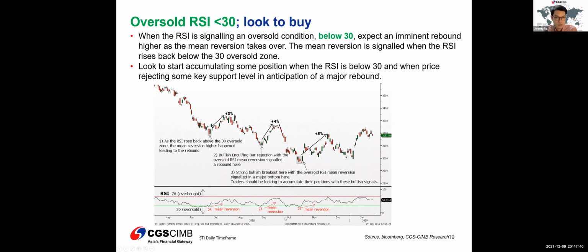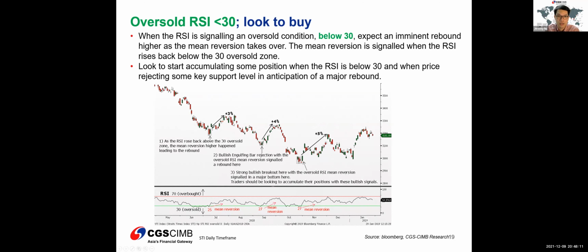For this case, we are watching the Straits Times Index on the daily time frame, for example from 2017 to 2018. You can see here we highlighted 3 points where the RSI fell to the oversold level, mainly falling to around 25 in June 2017, and then 27 on 2 occasions in September as well as October of 2018. All 3 examples eventually led to a mean reversion higher for the RSI, which also corresponded to a rebound higher in prices, bouncing about 3% to 5%.